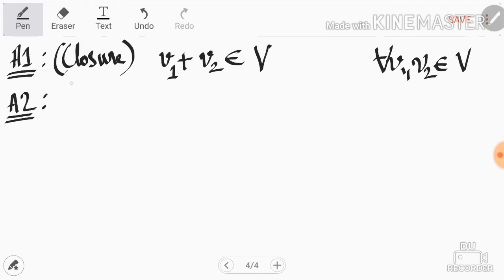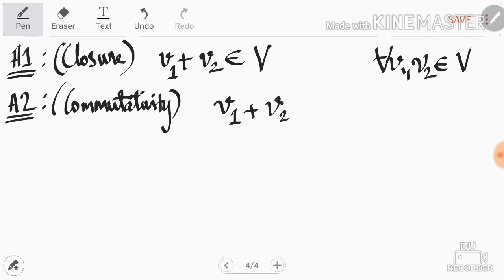What is the second property? The second property is called commutativity, which simply means that it doesn't matter whether you do v1 plus v2 or v2 plus v1, it's the same. So v1 plus v2 is the same as v2 plus v1. This is also true for every v1 and v2 belonging to the space V.